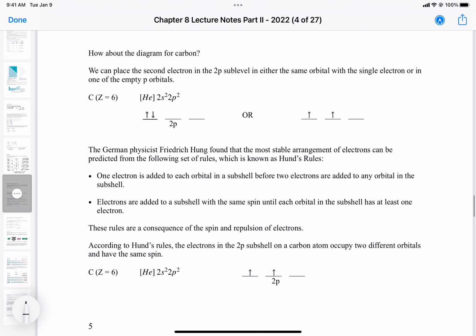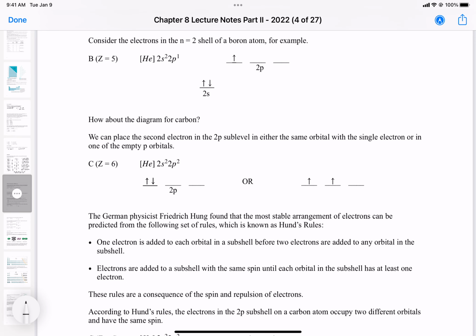Okay, so for carbon, we can place the second electron in either the same orbital or with a single electron in 2 of the p orbitals and leave 1 empty. So which one's correct? Well, Friedrich Hund found that the most stable arrangement of the electrons can be predicted from the following set of rules here. So those are the rules that we're going to follow as well. So these are known as Hund's rules.